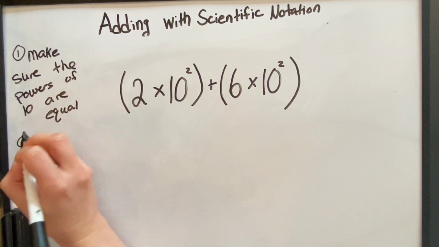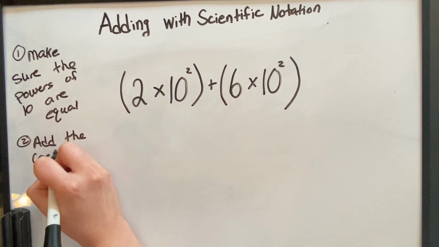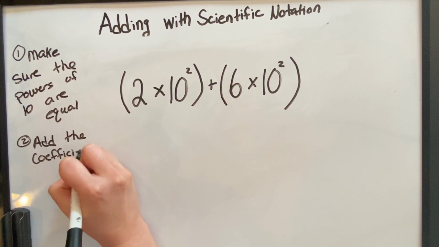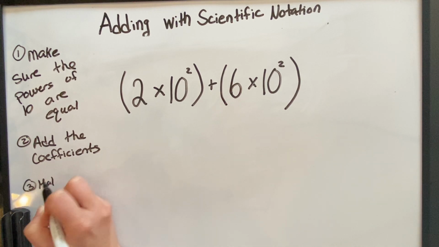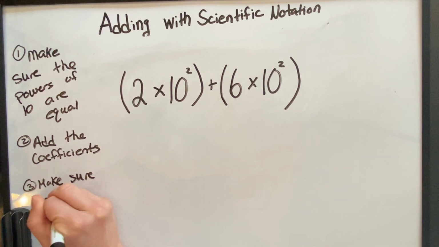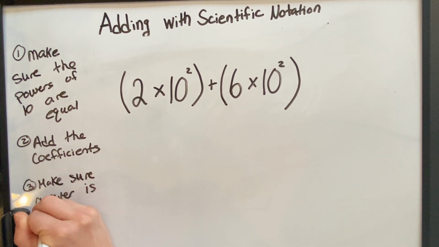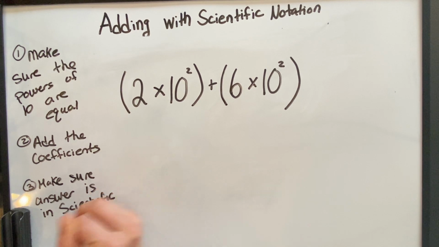Step 2, add the coefficients. Step 3, make sure the answer is in scientific notation. Okay. So here are all of my steps. So I'm going to now do a bunch of examples with you.